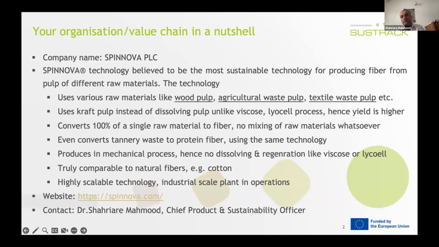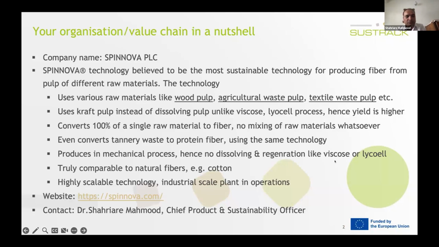I want to highlight that all of this is done through a very mechanical process, so no dissolving and regeneration happens here. At the product level, it is truly comparable to cotton. The reason is mainly the aesthetic, like whether it looks shiny or silky or not. The drape and this kind of aesthetic feature are also quite similar to natural fibers like cotton or hemp and so on. And of course, we have opened our first commercial, industrial-scale plant, which has already proven in the market that it is a highly scalable technology.